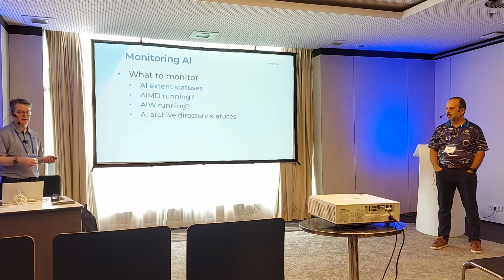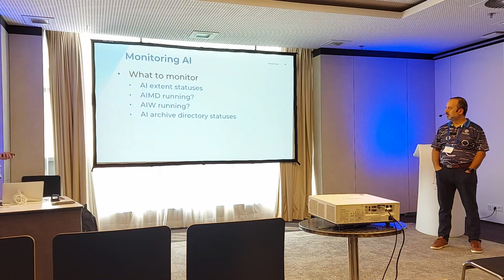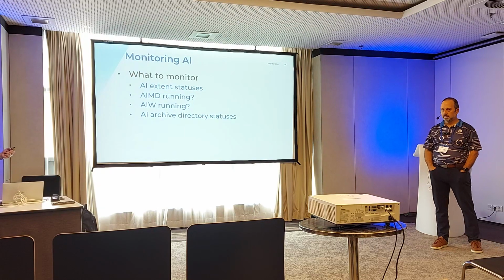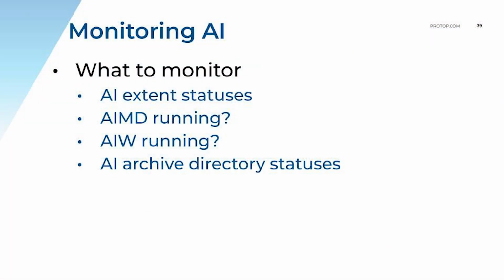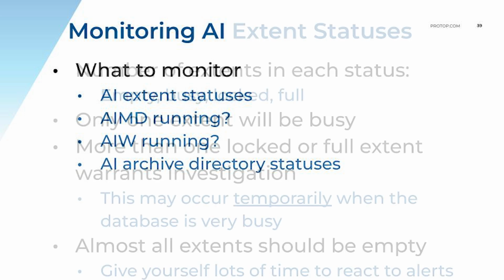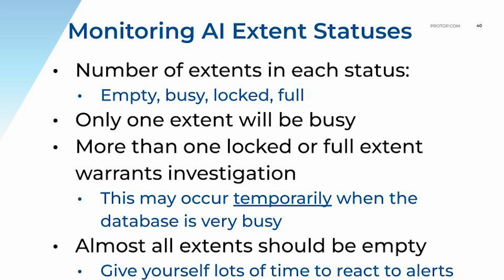So how to monitor and what to monitor. These are the things that you want to be looking for on an ongoing basis. If you take one thing away from this, other than the fact that you should all be using AI, it is that you need to monitor AI once you're using it, because it can be pretty painful if you don't do that. So you want to look at your AI extent statuses, and we'll tell you what to look for. Make sure that these processes are running, and also make sure that you understand which directory you're writing to for archiving.